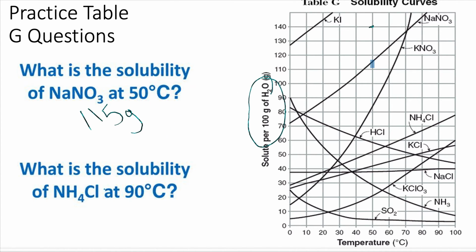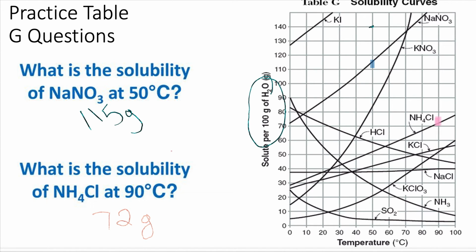For this one, NH4Cl at 90 degrees, let me change my color. So I'm going to use a pink color. NH4Cl, so ammonium chloride, which is this one right here. Okay, and be careful, make sure you follow the arrows. And 90 degrees Celsius, so that's up here. Okay, so that's approximately like 72. So let me get my pen. Okay, so this is approximately 72 grams.